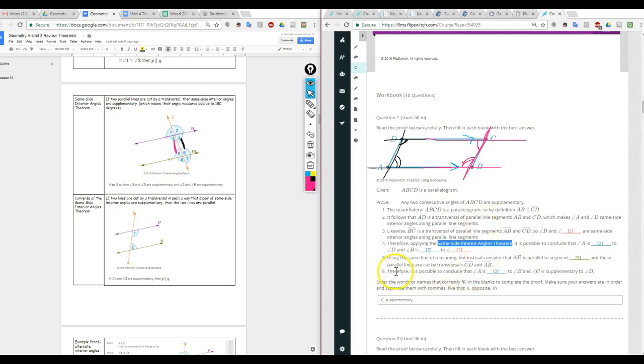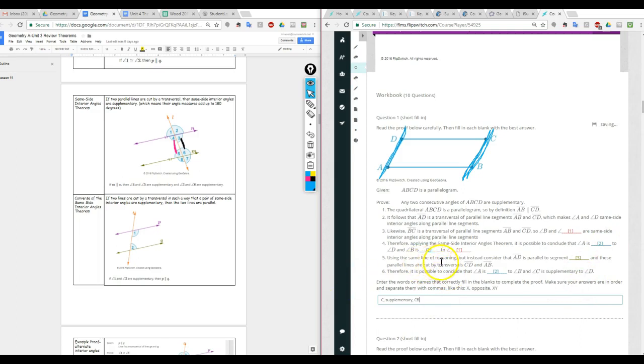They're supplementary. So using the same line of reasoning, but instead consider that AD is parallel to segment blank. So now we're going to use this same kind of logic, but now we're going to consider the other side of the parallelogram, AD as our parallel and CB as the opposite side. So AD is parallel to segment CB.